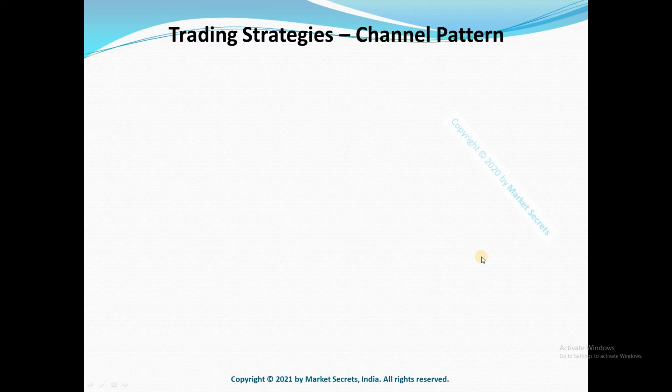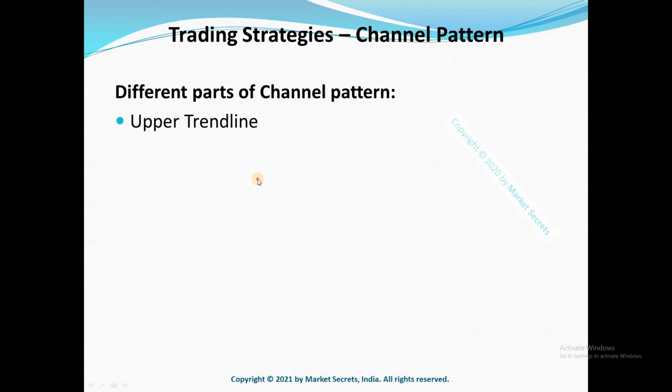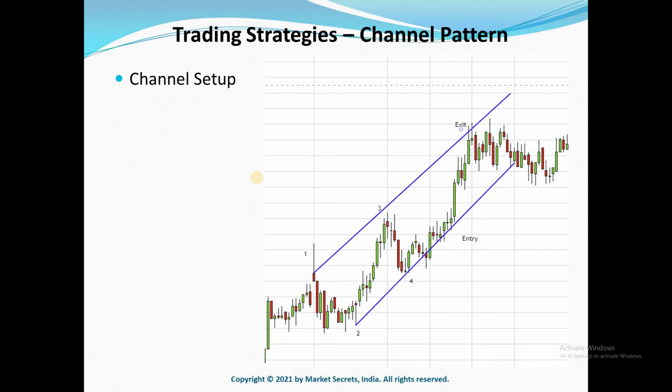The first step is to learn how to identify channels. The next step includes determining where and when to enter a trade, where to place stop loss orders, and where to take profits. There are different parts to a channel pattern. A channel occurs when a price of an asset is moving between two parallel trend lines, that is, an upper trend line and a lower trend line. Let's discuss this in detail with an example.